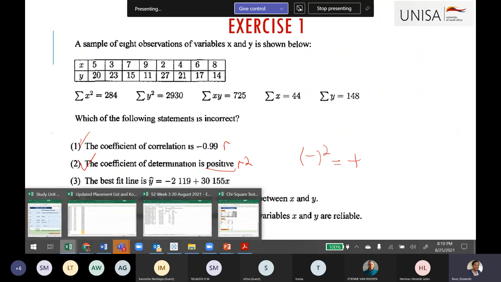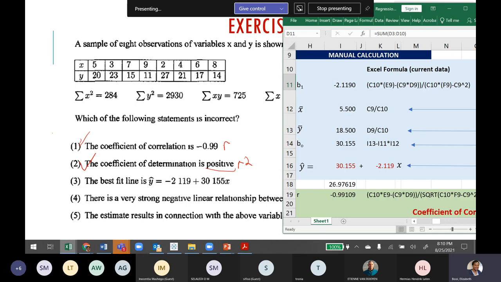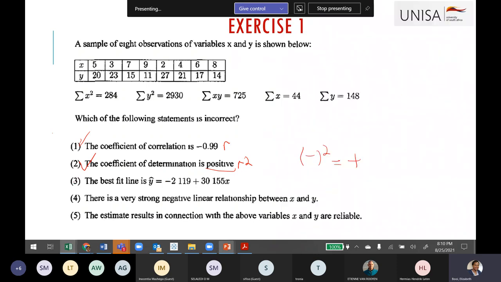The best line. So on the Excel sheet, already you do have the best line there. This should correspond to the one that they have here. If not, then it means this one that they have here is incorrect. So they have y hat equals minus 2.119, which should be the slope. That should be next to the x. So this is incorrect. So we already know which one is incorrect.